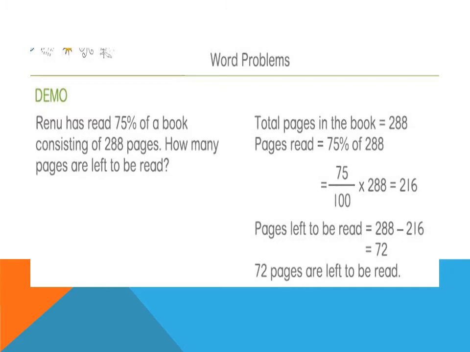Now what is the question? How many pages are left to be read? So pages left to be read equal to 288, that is the total number of pages, minus 216, that is the number of pages that she had already read, which will give you 72.